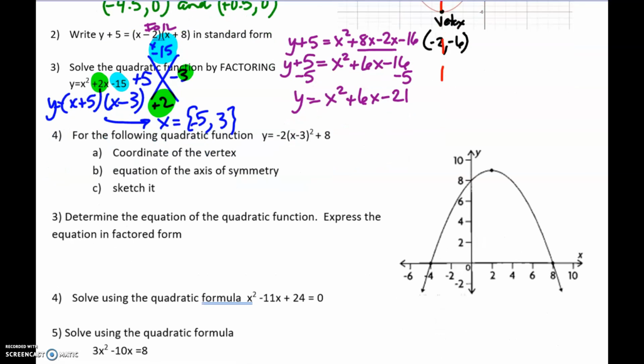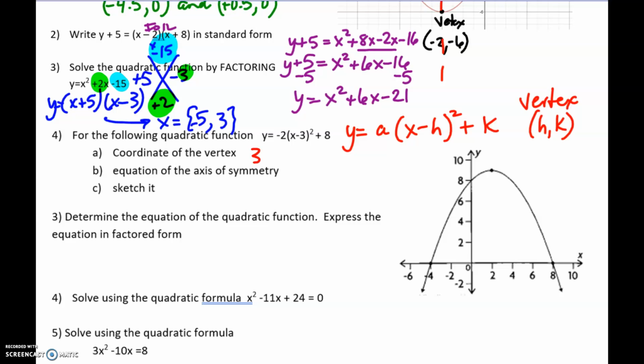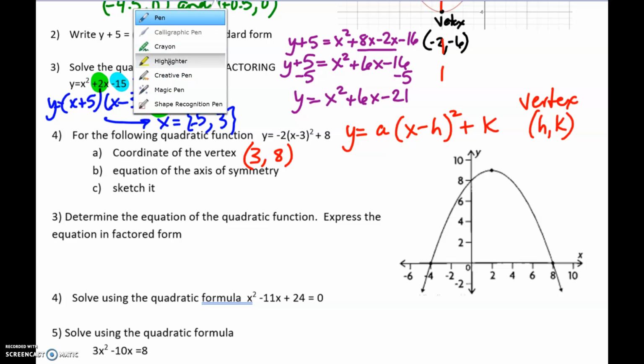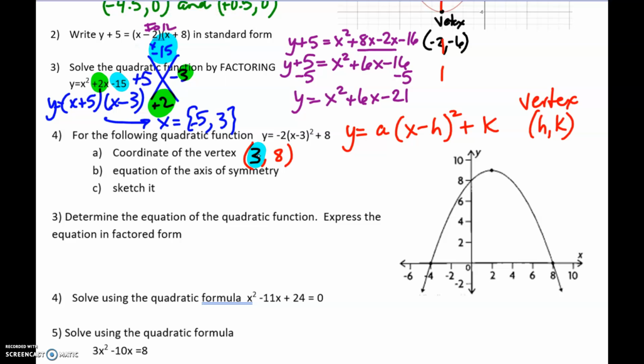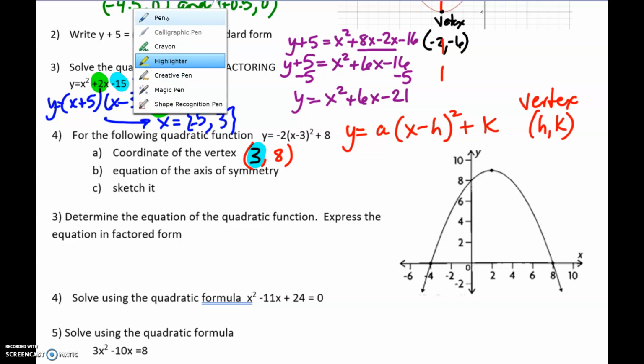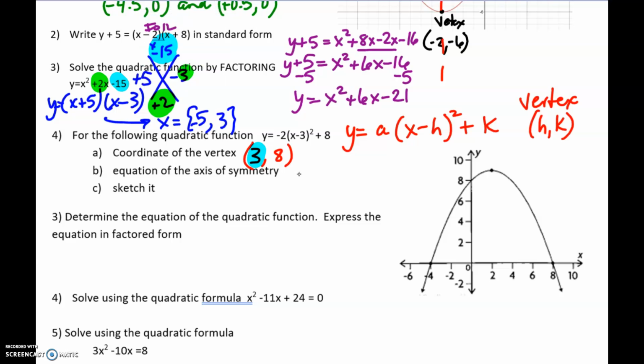Okay, we want to find the coordinates of the vertex. Remember, vertex form, you're given this on your test, is a(x minus h) squared plus k, where h comma k is the vertex. So the vertex here is 3 comma 8, +3. The equation of axis of symmetry, well, it's going to go right through the x, right? The axis of symmetry always goes right through the vertex. And so, the axis of symmetry is going to be x equals 3.